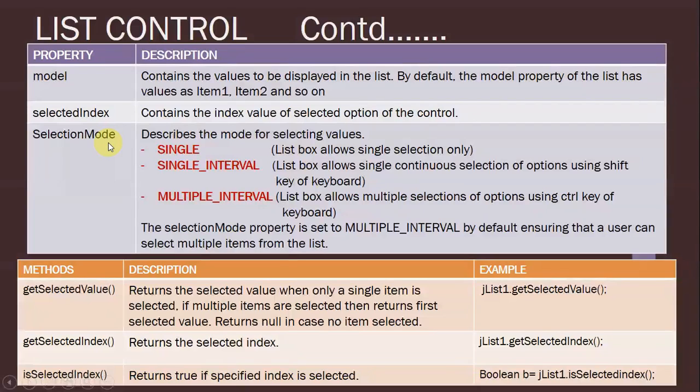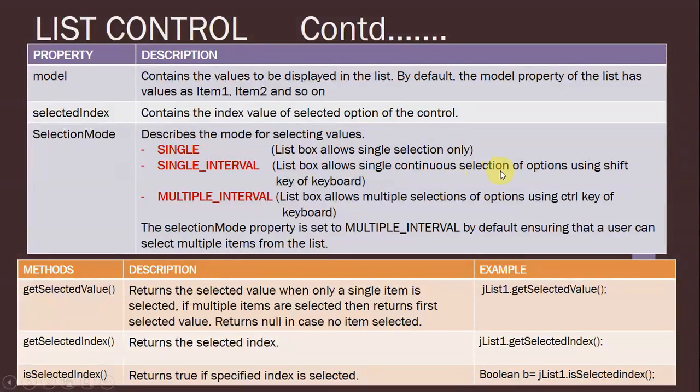The next property is selection mode. Now there can be three modes in which a list control works. The first one is single. The list box allows single selection only. So if we choose this mode, we can select only one single option from the list control. The next mode is single interval. If we select this mode, then the list box allows a single continuous selection of options using the shift key of the keyboard. So we can select single continuous selections.